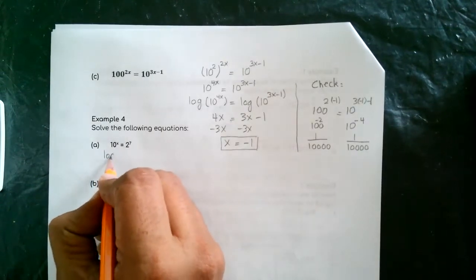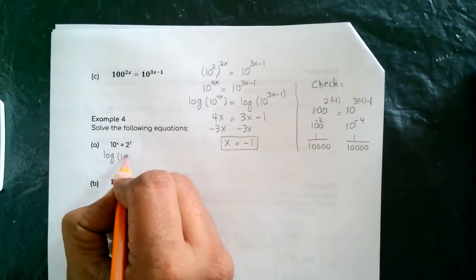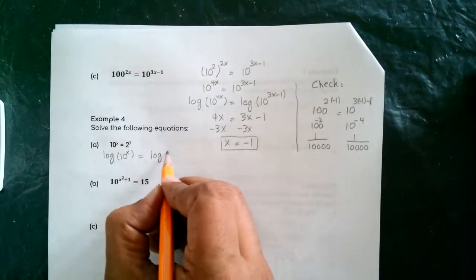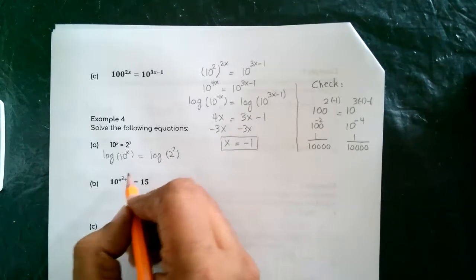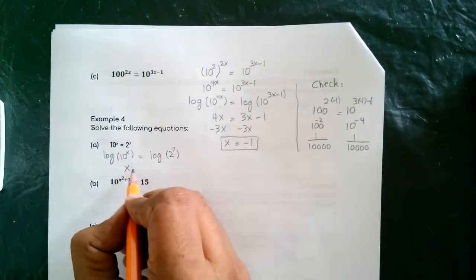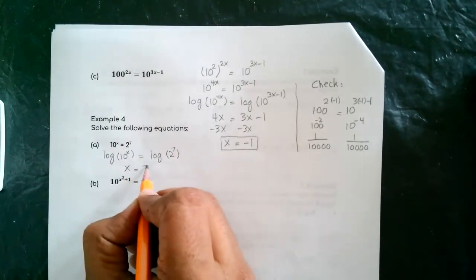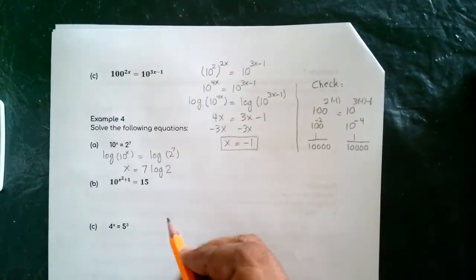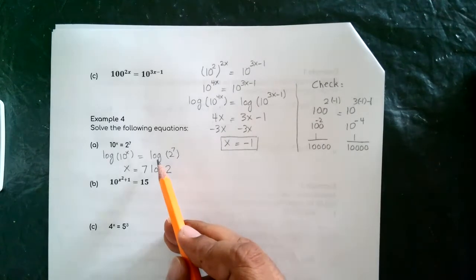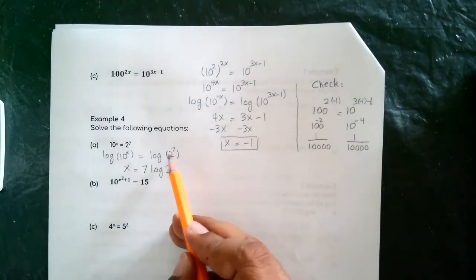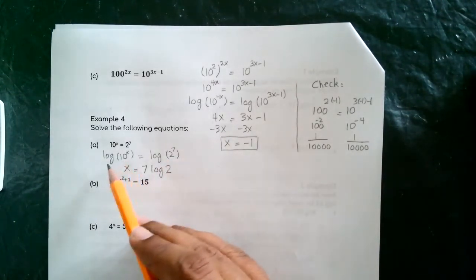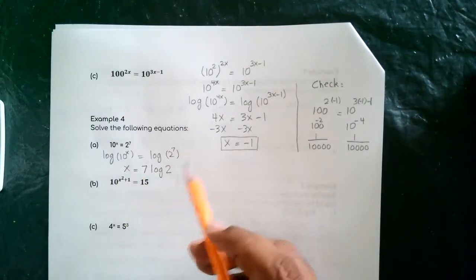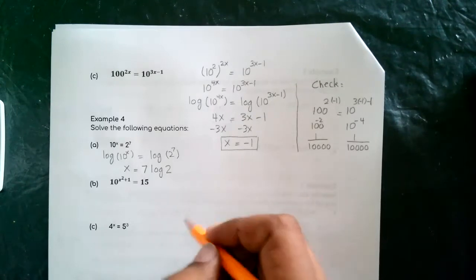If we take the log on both sides, log of 10 exponent x is equal to log of 2 exponent 7. Then we will have x is equal to 7 log of 2. Because here this is a common log, this is log base 10. This directly does not cancel, only these cancel out. So x is going to be 7 log of 2.